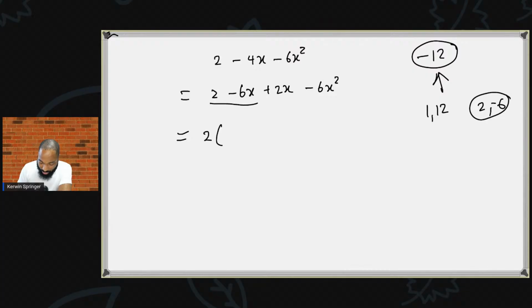2 is a common factor. When you're factorizing, it's like you're splitting it half and half. It's like there's an invisible line here, and you're dealing with this part first. So 2, 1 minus 3x, you all agree? 2 by 1 is 2, and 2 by negative 3x is negative 6x.